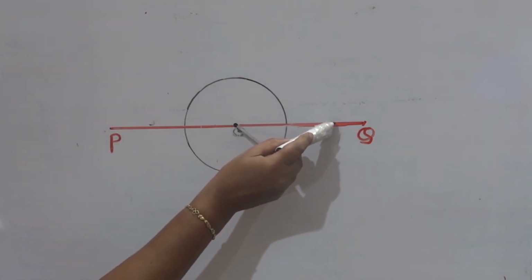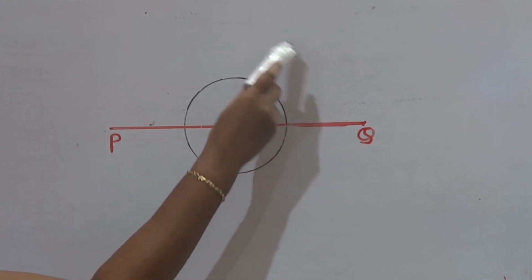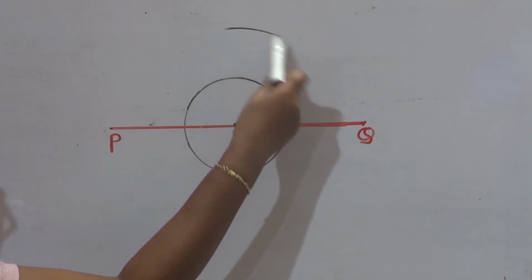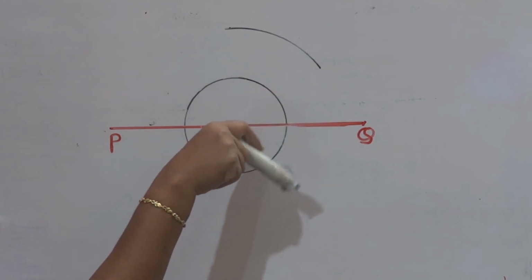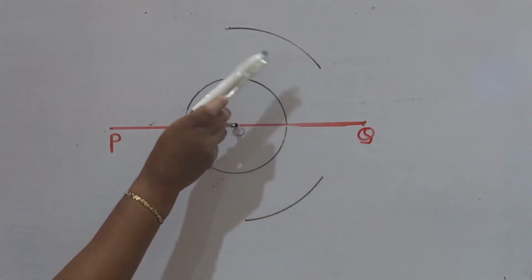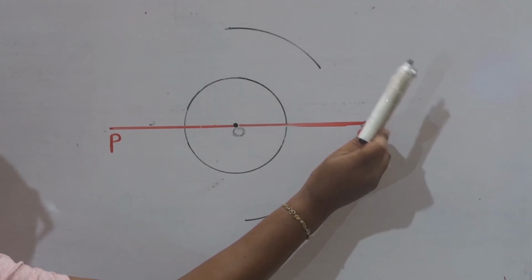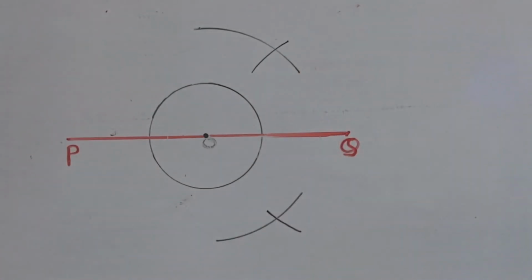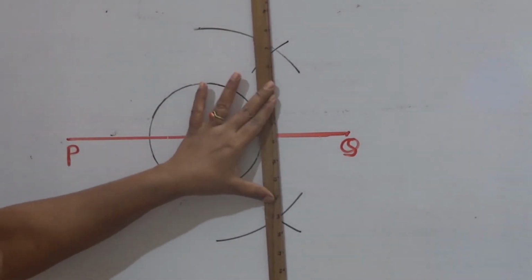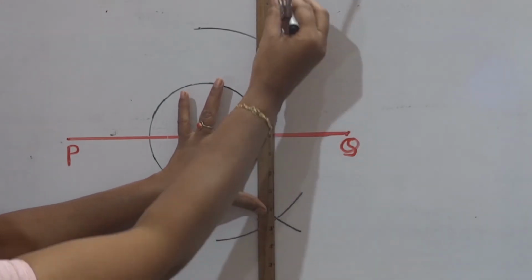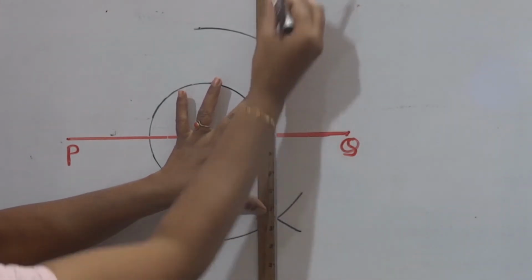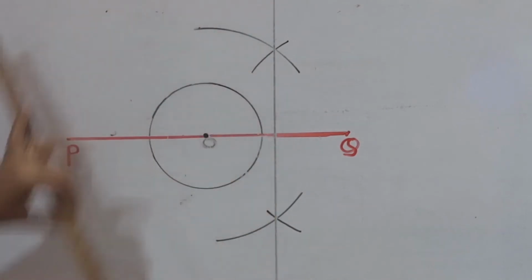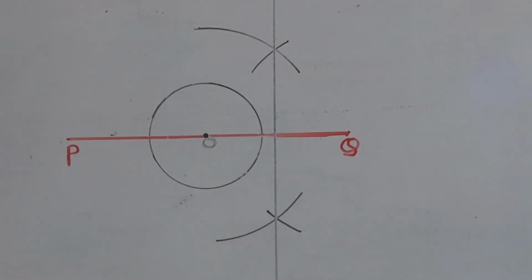To find the midpoint, take 3/4 of the length from the center to point Q. Make 2 arcs on both sides of the line segment. Similarly, keep the needle at Q also. Make 2 more arcs. Now, let us join the points of intersection of these arcs. Draw a line passing through these 2 points of intersection of arcs.